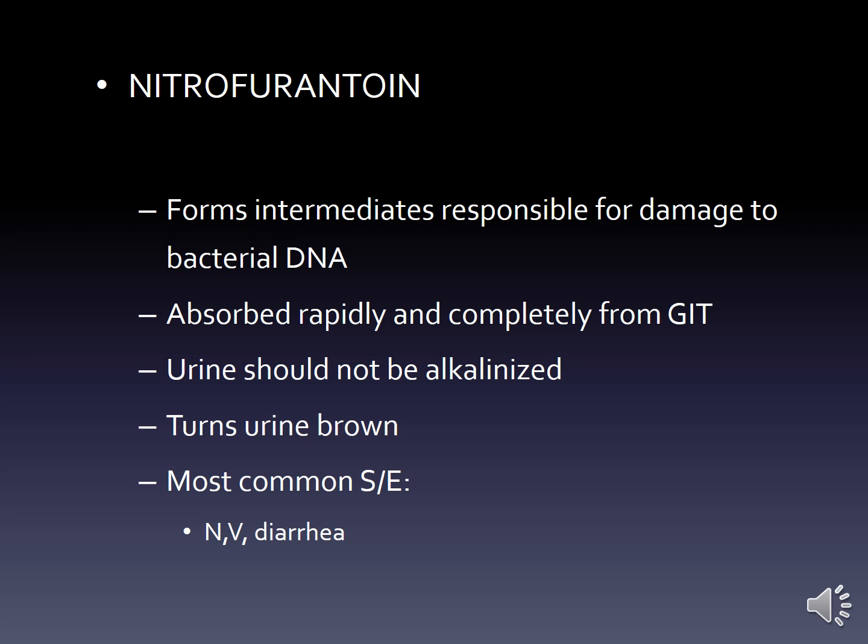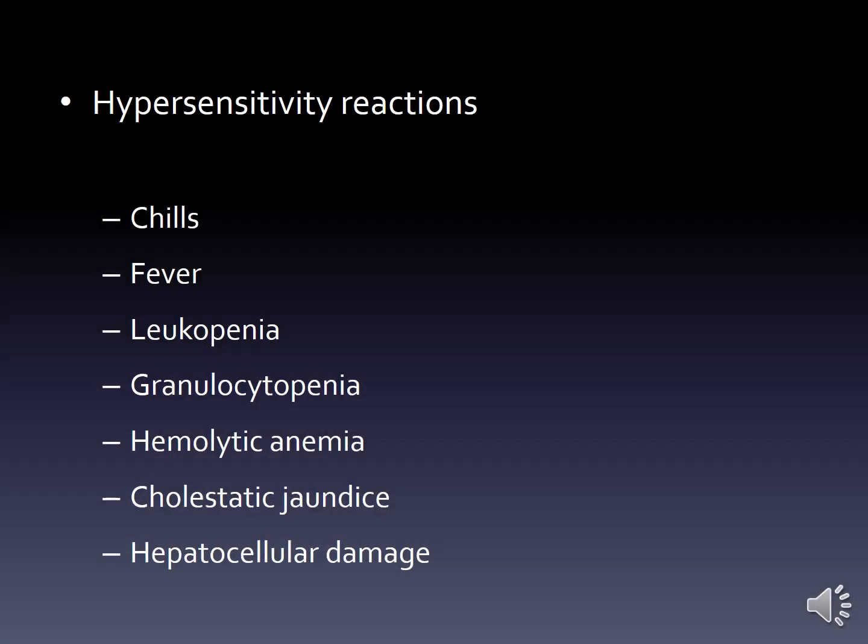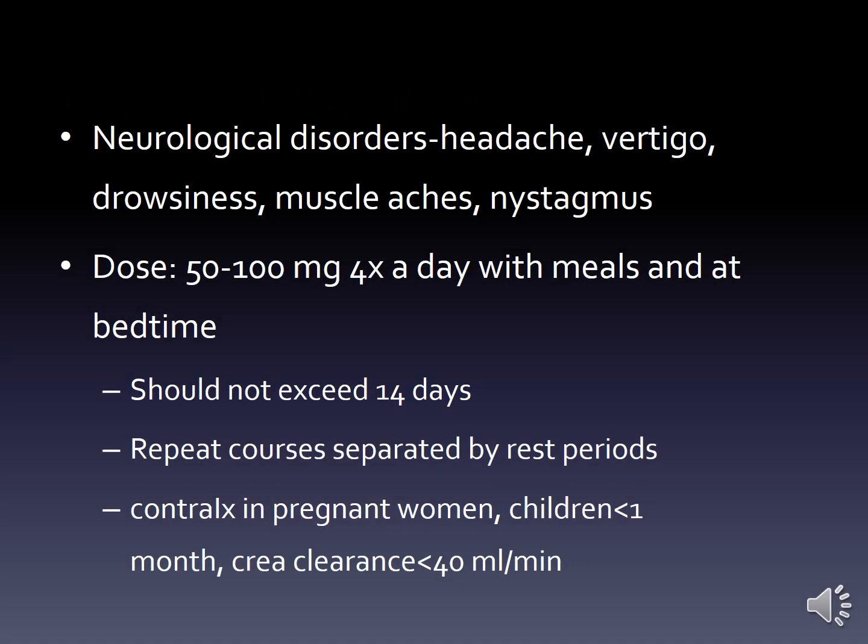Nitrofurantoin is an agent which forms intermediates which are responsible for damage to bacterial DNA. It's also given orally, and you should not alkalinize your urine. However, you have to warn the patient it can turn the urine brown. The most common side effects are nausea, vomiting, and diarrhea. Hypersensitivity reactions range from chills and fever to as grave as hepatocellular damage. It can also cause neurological disorders like headache, vertigo, drowsiness, muscle aches, and nystagmus.